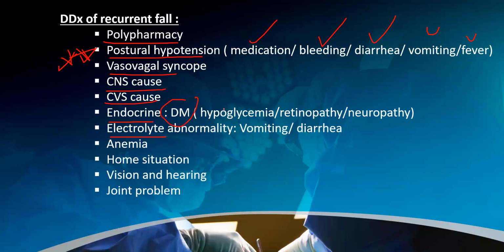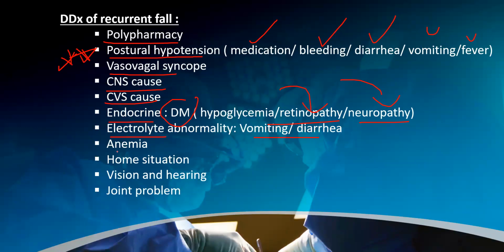In endocrine, you have got diabetes. Hypoglycemia can cause recurrent fall. Even hyperglycemia causing diabetic complication can also result in recurrent fall. What are the diabetic complications which can cause recurrent fall? Diabetic retinopathy. If there is a retinopathy and the patient does not have a good vision, they can fall recurrently. Having a diabetic peripheral neuropathy, the patient does not even feel where they are stepping. Because of the loss of sensation in their foot, they don't even know if it is a stair they are stepping on, and then they can have a fall. So neuropathy is important to rule out.